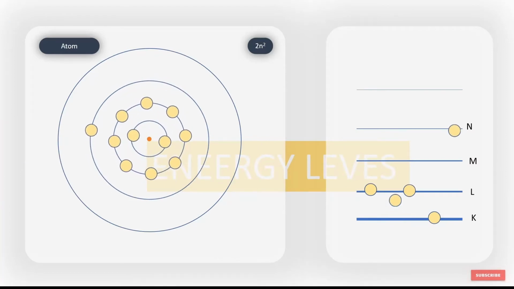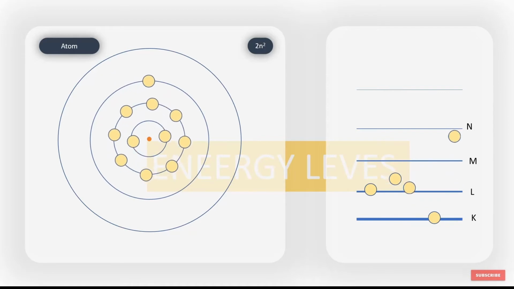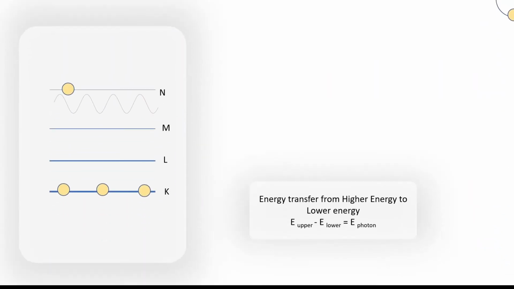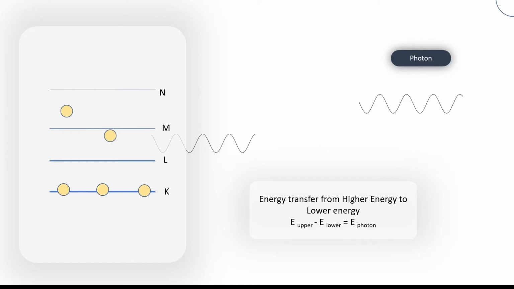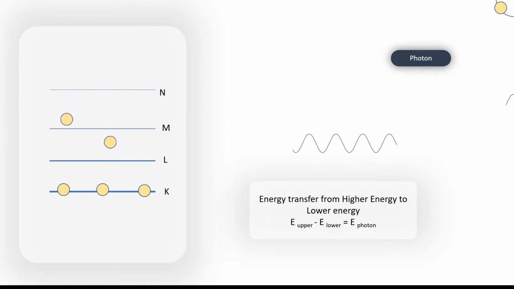As we saw earlier, electrons can stay on different energy levels, and they will emit energy as photons when they transfer from a higher energy level to a lower energy level, as shown here. The energy of a photon can be found using the formula: energy at the upper level minus energy at the lower level. This is how a photon is produced.